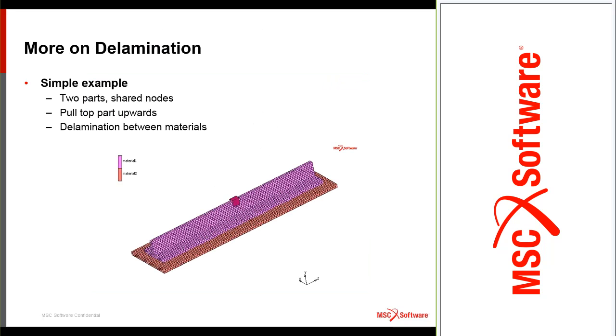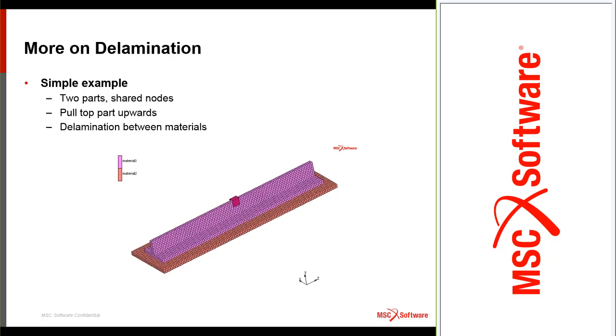Finally, a few slides on delamination. I have this simple example, and maybe I should show this first. It's the same one I've used throughout. So it's two parts. All the nodes are shared, and I pull the center. That red thing is a rigid body here again. And we have two materials, and we want to model delamination between them.